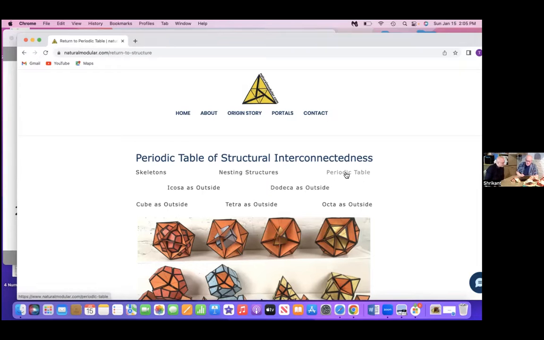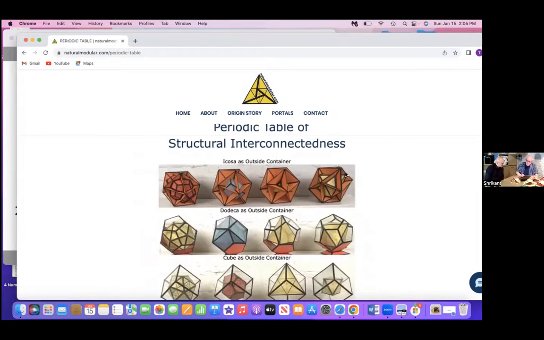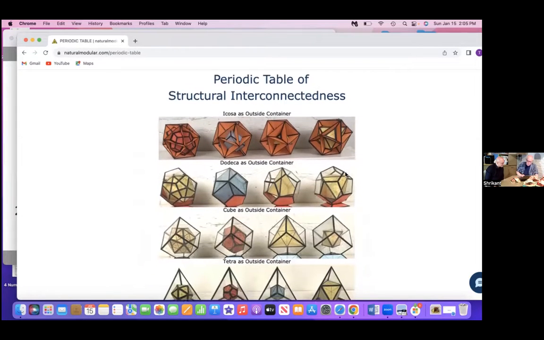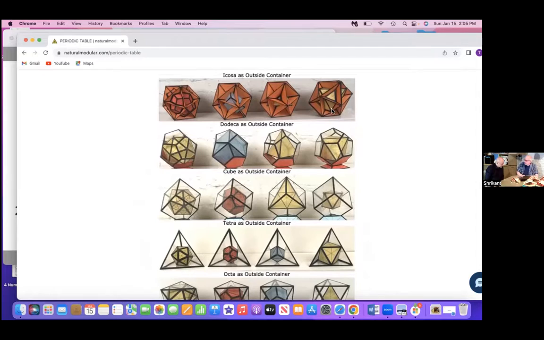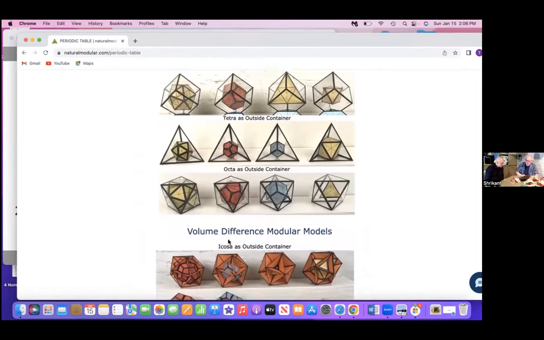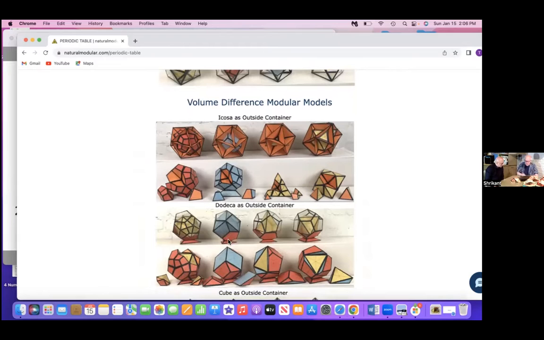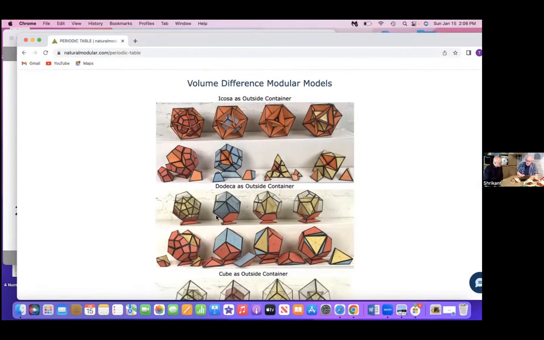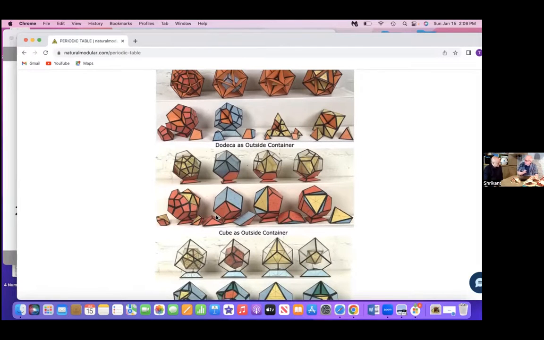Wonderful. Okay, so here's the periodic table. The icosahedron is the outside, the dodecahedron is the outside, the cube is the outside, the tetra is the outside, and the octa. And then here are the volume differences. This one, I use the skeleton so that the other ones get divided up. So the cube divided up using golden ratio numbers is beautiful. It really is beautiful. Then the others, I use just the modular difference between whatever is inside and the outside shape.